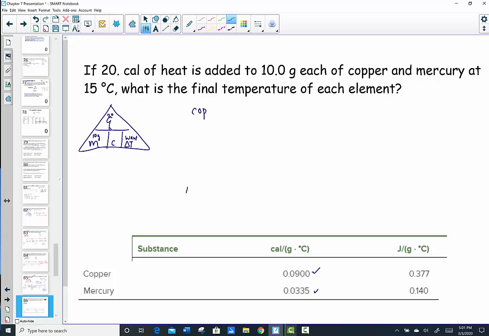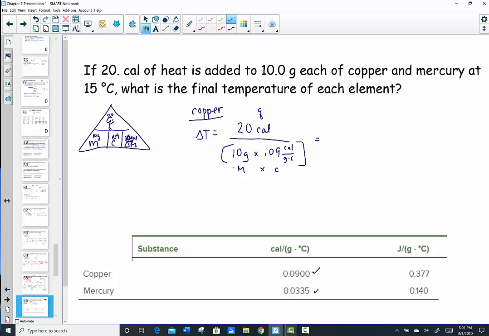So let's set up for copper first. With copper's value of 0.09, this looks like my math. Delta T will be solved for by taking our 20 calories and placing it over our 10 grams times the specific heat of 0.09 calorie per gram Celsius. This is your Q, this is your M times C, and you're solving for delta T, right? This is the one you want, so you cover it up and you see the algebra, Q over M times C.